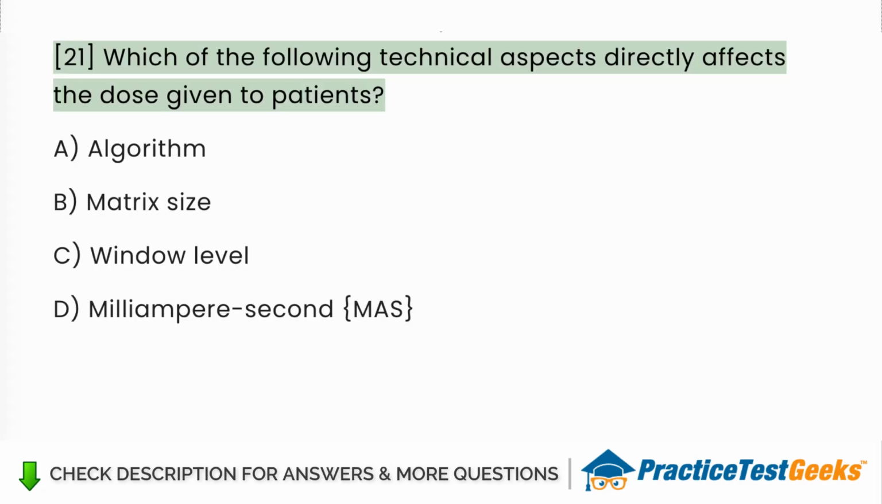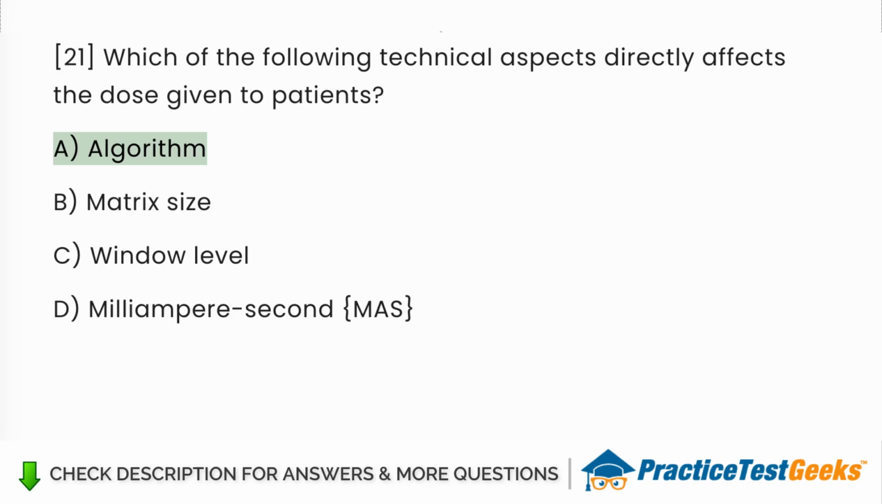Which of the following technical aspects directly affects the dose given to patients? A. Algorithm. B. Matrix size. C. Window level. D. Milliampere second.